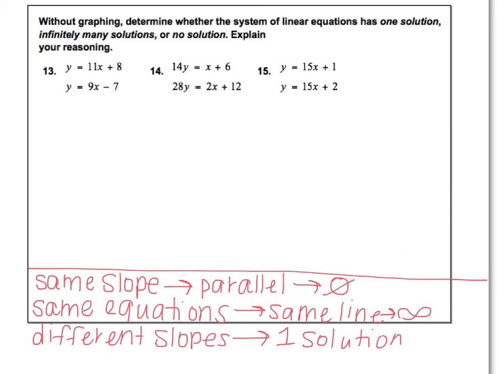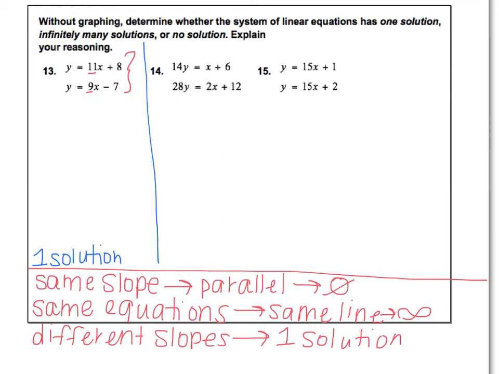So I'm going to show you how we can look for the shortcut method, and I'll show you the way we can figure out our answer if we forget that shortcut. So on the first equation, if I'm using our shortcut, and I look at these equations, I have a slope of 11 and I have a slope of 9. Since they are different slopes, my answer would be one solution. I'm just going to put that at the very bottom. One solution. And that's for problem 13. Now that's the shortcut method.